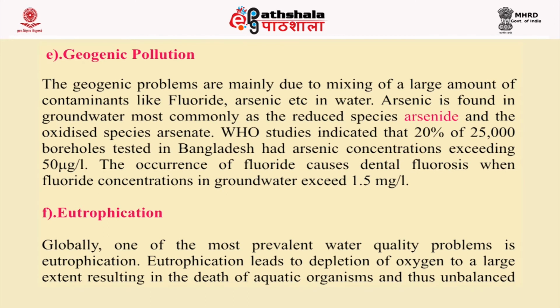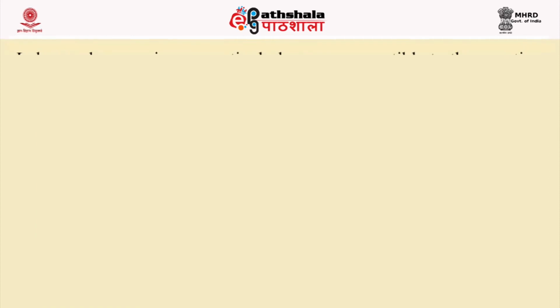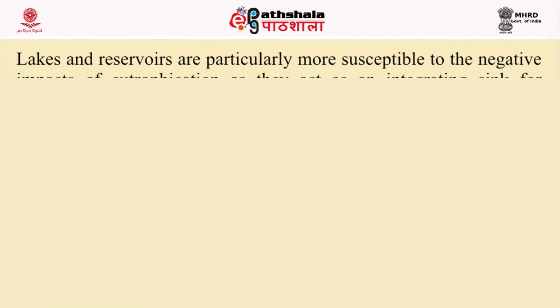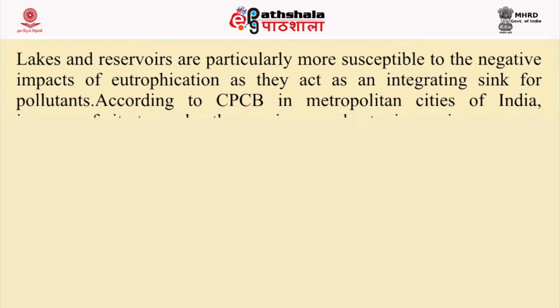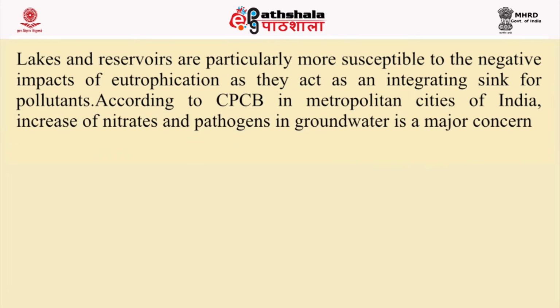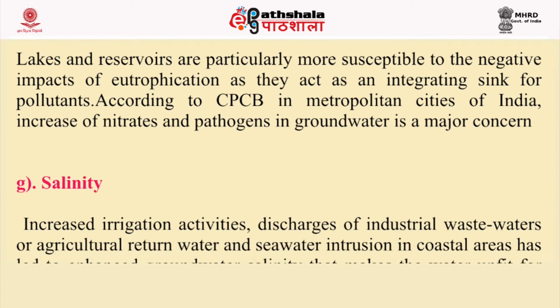Sixth factor is eutrophication. Globally, one of the most prevalent water quality problems is eutrophication. Eutrophication leads to depletion of oxygen to a large extent, resulting in the death of aquatic organisms and thus an unbalanced aquatic ecosystem. Lakes and reservoirs are particularly more susceptible to the negative impacts of eutrophication as they act as an integrating sink for pollutants. Next factor is salinity.